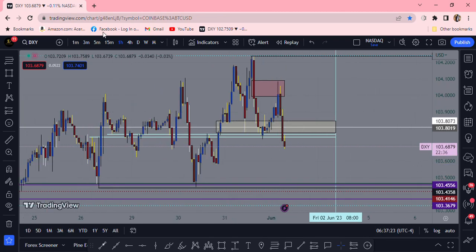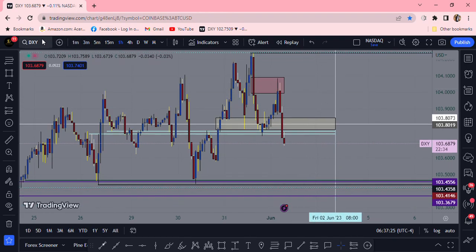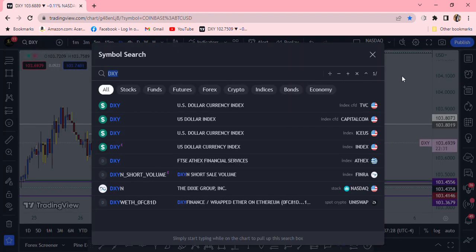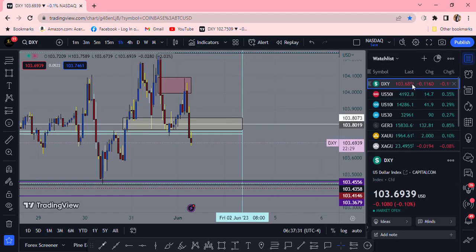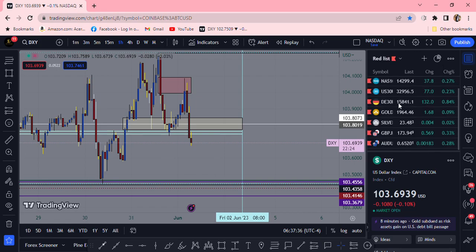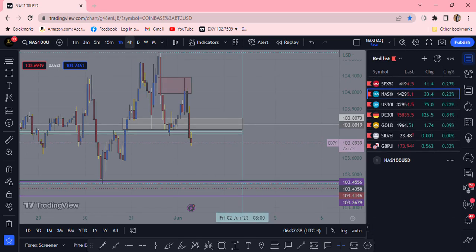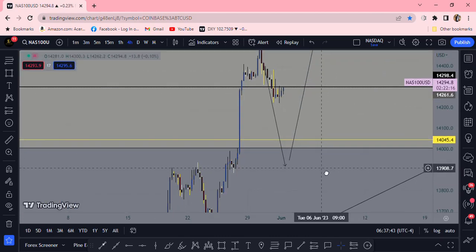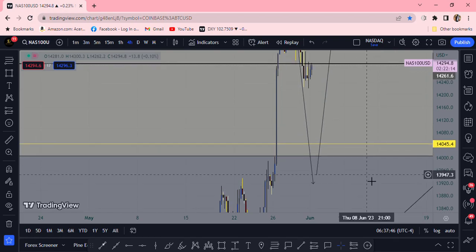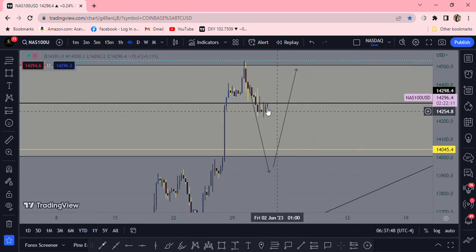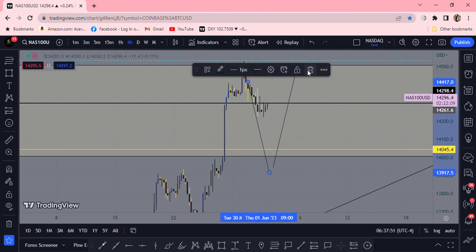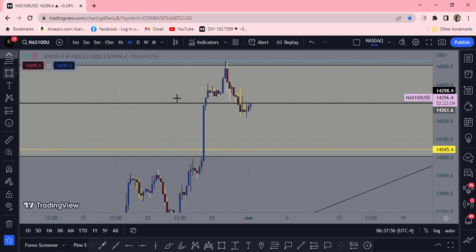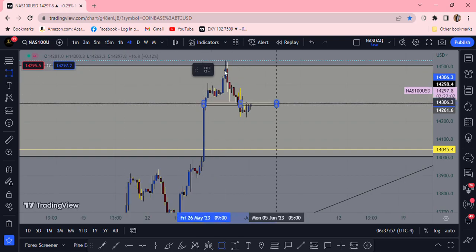So let me just quickly go on this and see my watch list. Let's go Nasdaq here on the hour. Well, I did a prediction on Monday, but I think I'll make this green.